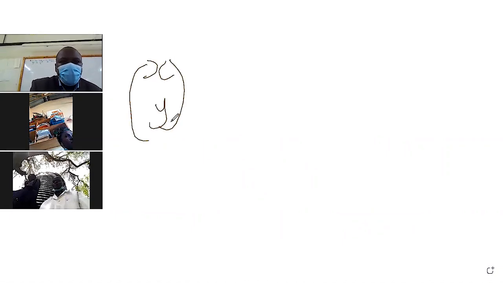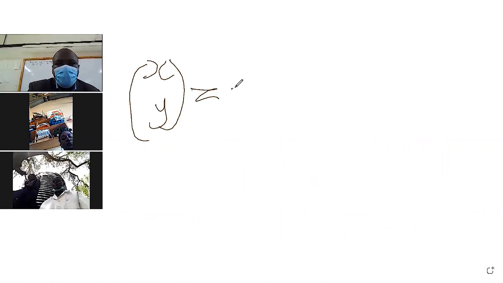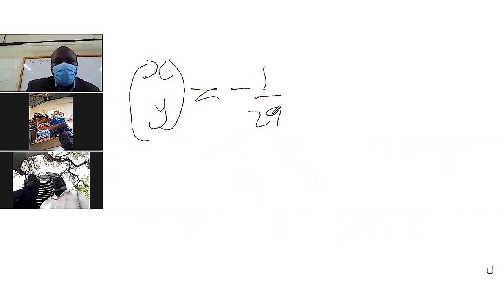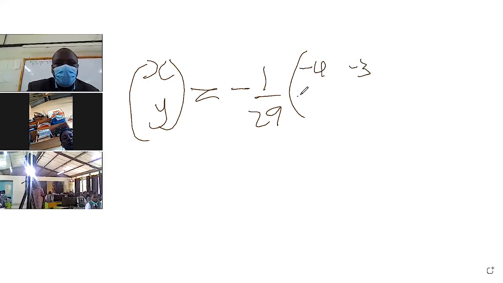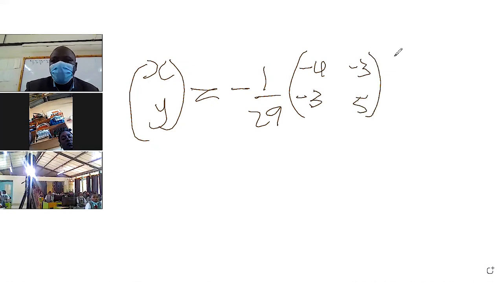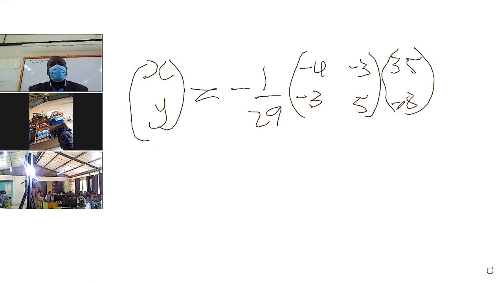And then the next step is to pre-multiply both sides with the inverse. So finally, you are going to have x, y being equal to -1/29, that is the reciprocal of the determinant, times you interchange those given values, -4, -3, -3, +5, multiplied by 35 and then -8. That expression gives us x, y on the other side because we have already multiplied by the pre-multiplier, that is the inverse of that matrix.